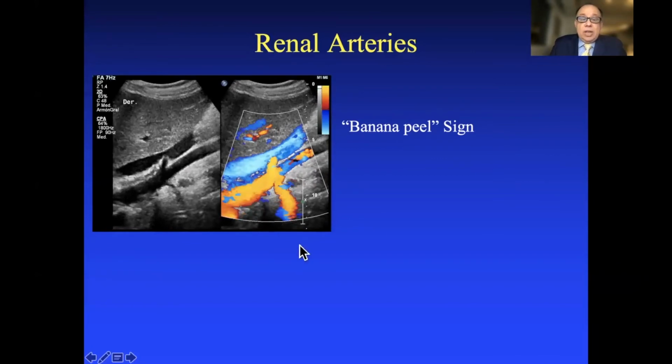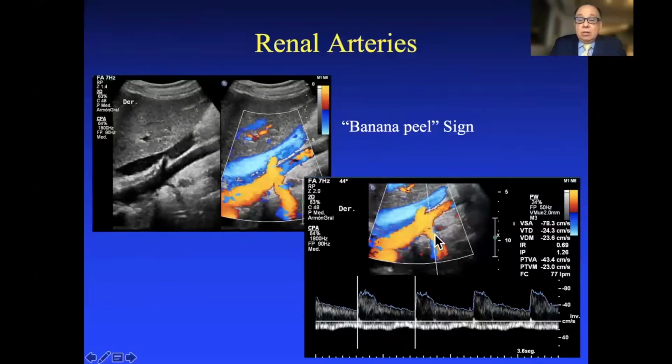And then we can place the sample volume, then obtain a normal spectral wave, and the spectral analysis says that we have a normal velocity of 78 centimeters per second. This is a normal renal artery.